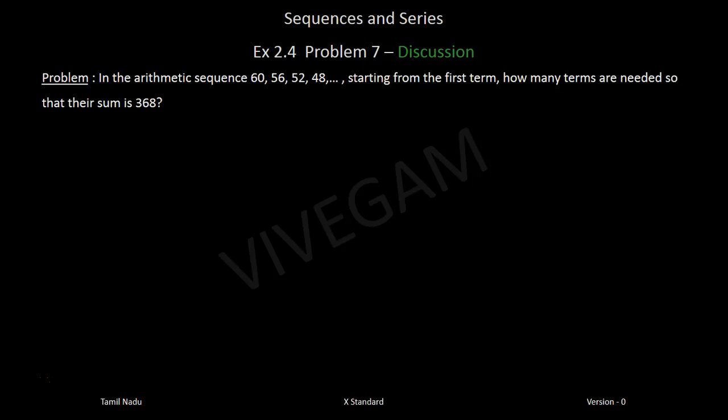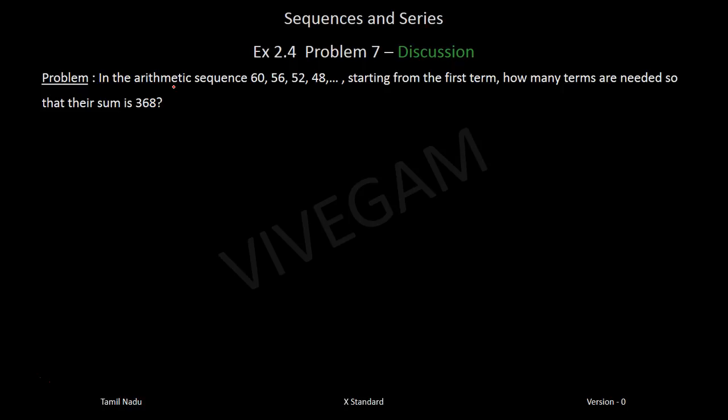Discussion 7. In the arithmetic sequence 60, 56, 52, 48, starting from the first term, how many terms are needed so that their sum is 368? Okay. Now let's mark what is given in this problem.